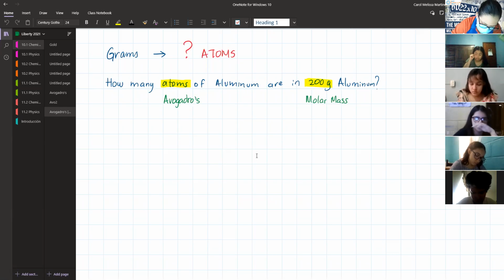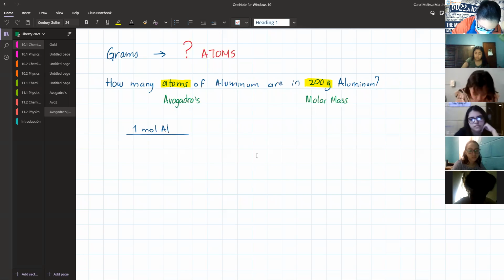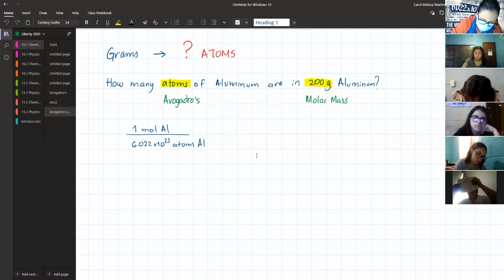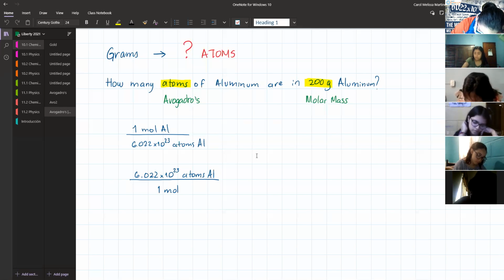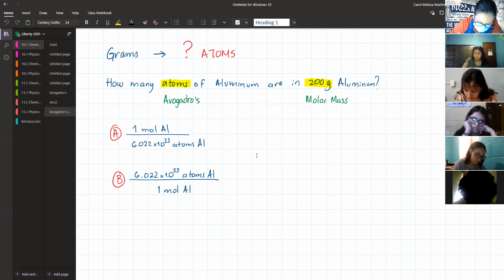For Avogadro's, we have that in 1 mole of aluminum, we have 6.022 times 10 to the 23rd power atoms of aluminum. Or we can say that 6.022 times 10 to the 23rd power atoms of aluminum are inside 1 mole of aluminum. Now this is my A and B.